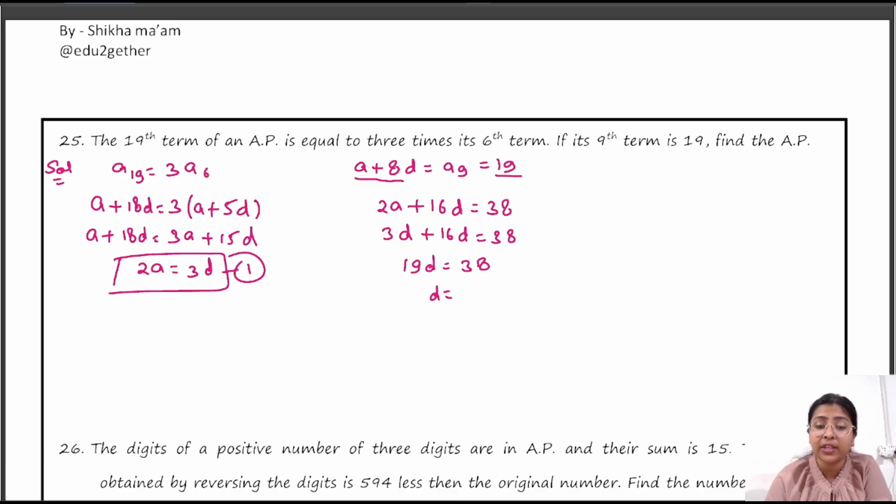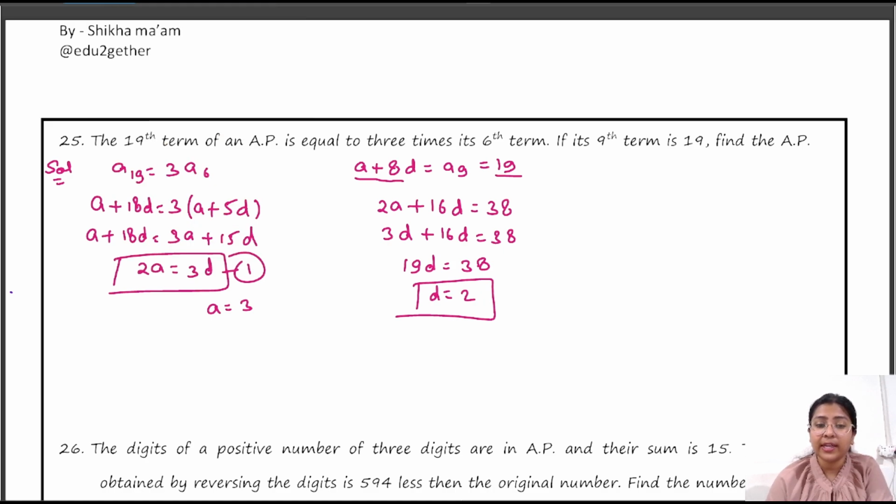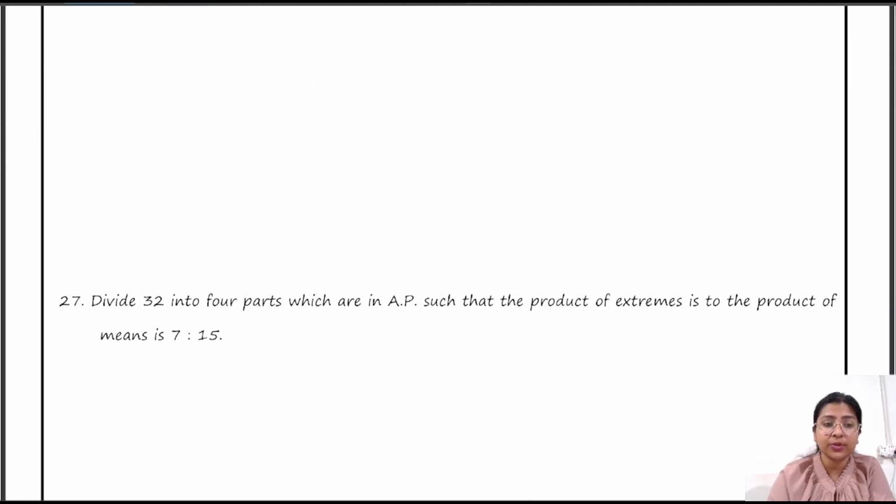From here we will get the value of d as 2. This is the value of d. If the value of d is 2, the value of a will be, very good, 3. This is clear to you? Putting in equation number 1, from here you will get an AP as 3, 5, 7, 9, 11 and so on. This is the required AP which they are asking to find. Okay learner, this question is clear to you? Yes. Now moving to the next question.